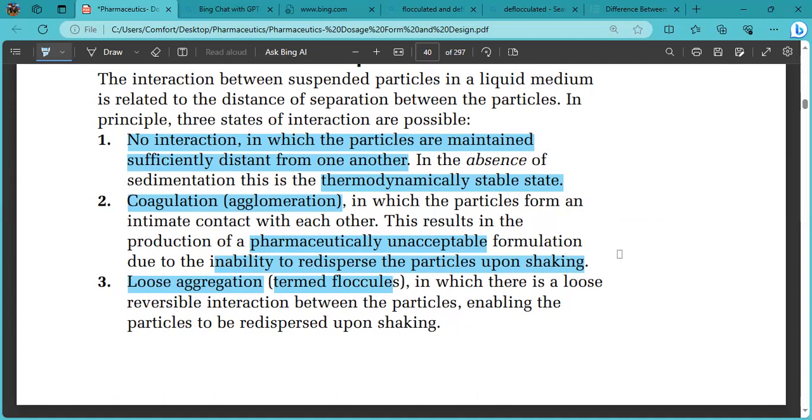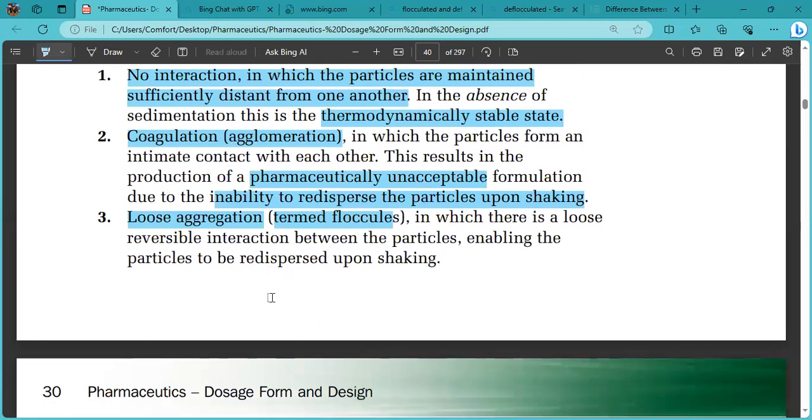The larger particles sink fast, and then as the smaller particles sink to the bottom as well, they fit themselves into the spaces that were left behind by the larger particles, and then they form this densely packed cake. So it's difficult to redisperse, the inability to redisperse upon shaking. So this is what we don't want. That's why a lot of skill is required in the formulation of suspensions to prevent this caking phenomenon.